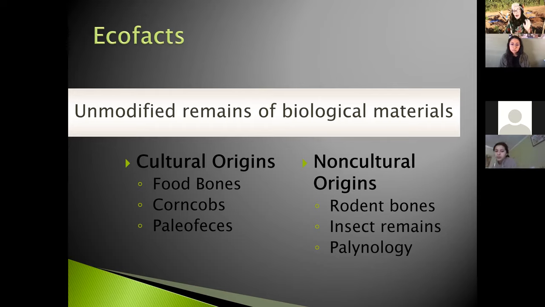That would be a little bit something opposite, but generally for the ancient world, unmodified remains of biological materials are going to tell us cultural things sometimes, like when we find the remains of bones of fish or rodents or mammals or reptiles, and they seem to be in the same garbage as food remains. Things like corn cobs from the Americas are pretty durable. They last for a long time.